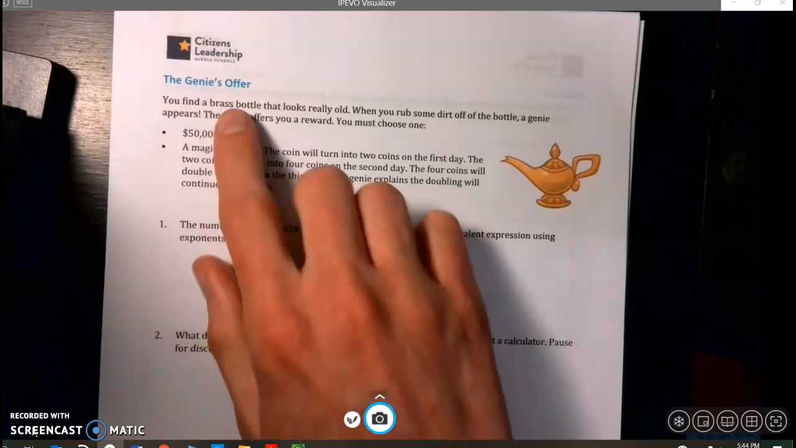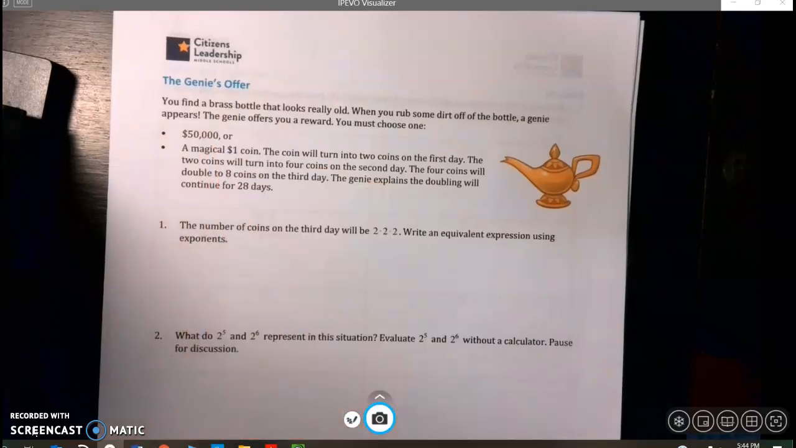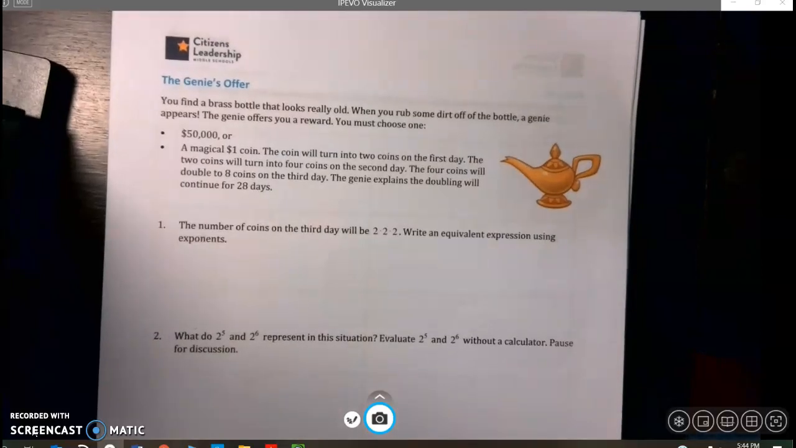Imagine that you find a brass bottle that looks really old, and when you rub some dirt off of it, a genie appears, and the genie offers you a reward. You need to choose one. You can either have $50,000 or a magical $1 coin, just $1. And that coin will turn into 2 coins on the first day, and the 2 coins will turn into 4 coins on the second day, and the 4 coins will double to 8 coins on the third day. And the genie explains that that doubling will continue for 28 days.